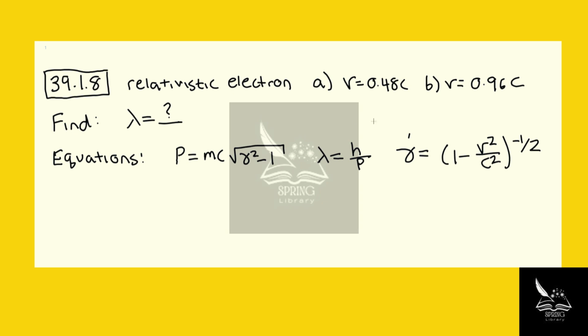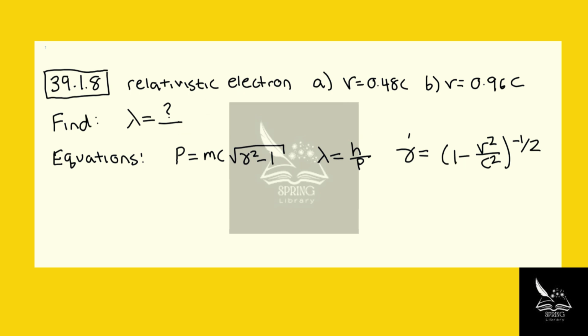The two equations that we'll need are the definition for the de Broglie wavelength for a particle with mass, which is h, the Planck constant, over p, the momentum. And we can use the relativistic momentum for a particle with mass, which is mc times the square root of gamma squared minus 1. And recall that gamma is the Lorentz factor, defined as 1 minus v squared over c squared, all to the negative 1/2 power. This determines the strength of relativistic effects for a particle moving at a given speed.